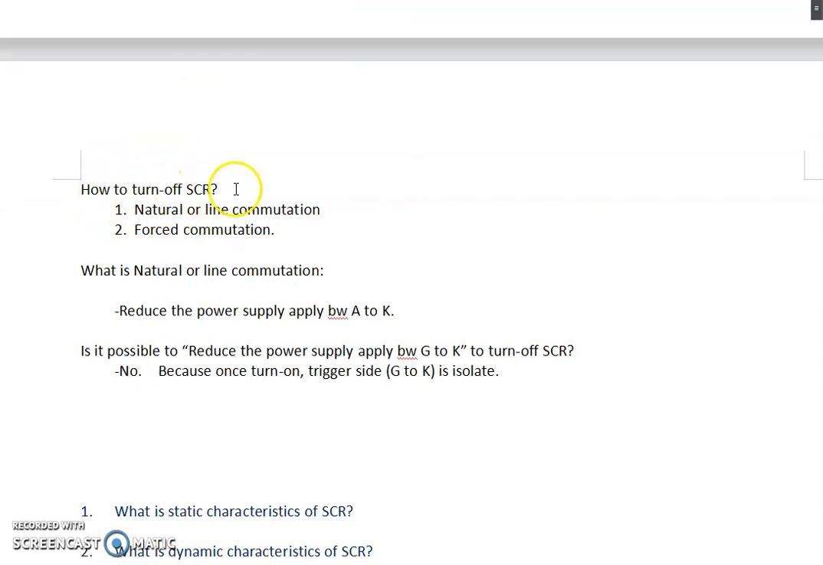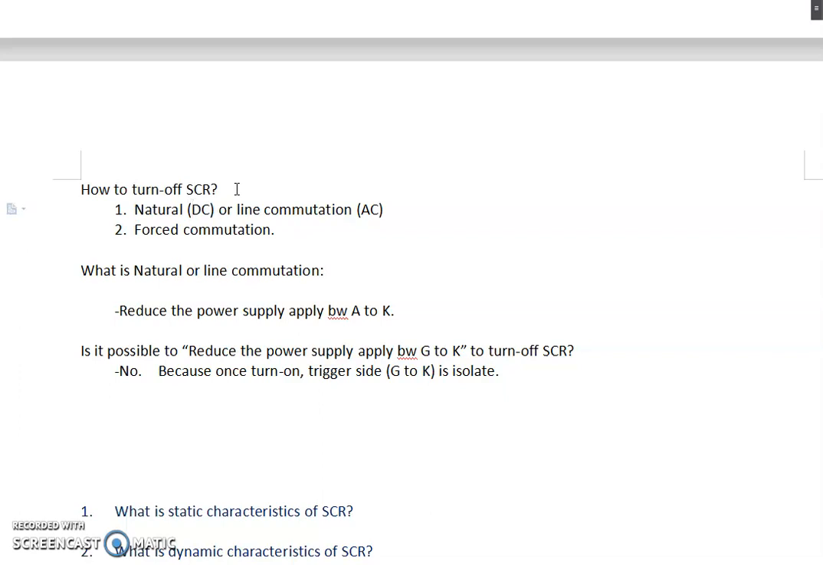Then how to turn off the SCR? Turn off is not possible through the gate of the SCR. So how to turn off? There are generally two methods. One is natural or line commutation. Line commutation is possible with an AC power supply. Natural commutation means you reduce the power supply to turn off the SCR. So that is the natural method. That's all, this is natural or line commutation.